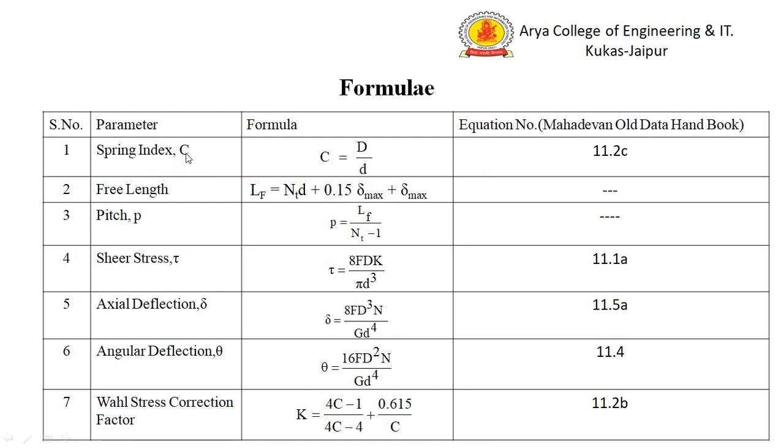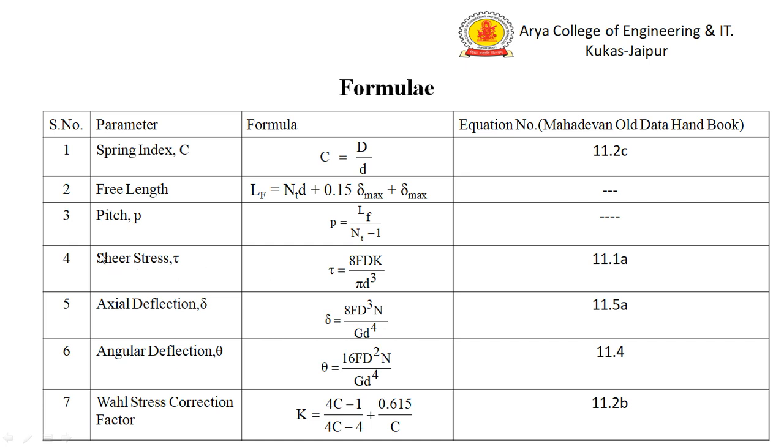First is the spring index C, it is equal to capital D by small d. Capital D is the mean diameter of the spring and small d is the wire diameter of the spring. Next is free length. Free length LF is equal to NT d, the solid length of the spring, plus 15% of delta max, the clashing allowance, plus delta max. Next is pitch P. Pitch P is LF, that is free length, upon NT minus 1. NT is the total number of coils.